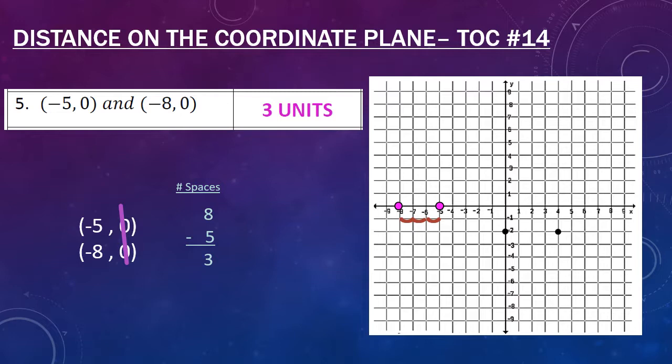If I added them, I would get 13. And these are not 13 units across or 13 units apart. So be careful. If they have the same sign when you start, like they're both positive or they're both negative, then you're going to subtract them. So subtract the absolute values when they are on the same side of the axis.